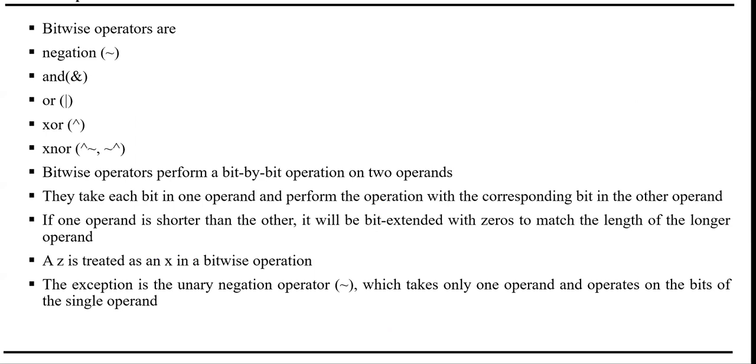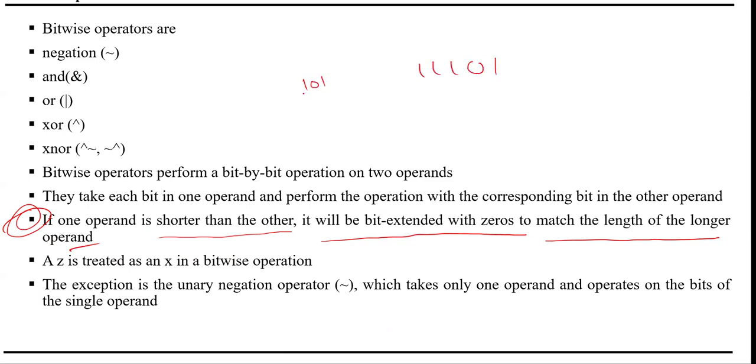Now coming here, bitwise operators perform bitwise operations. What is important here that I am just seeing? This seems to be important: if one operand is shorter than the other, it will be bit extended with zeros to match the length of the longer operand. So one is like this, the other is like this. This is, let's say, A. This is, let's say, B. Then you want to perform this bitwise operation. Then this applies here. Bit extended with zeros to match the length means all the left-hand side bits will be appended to match this one.